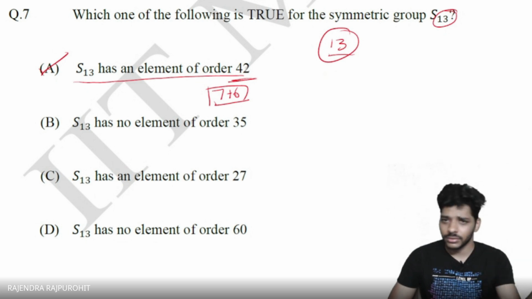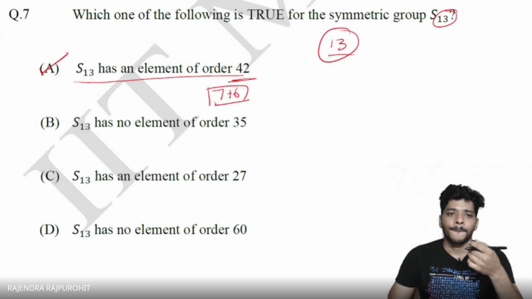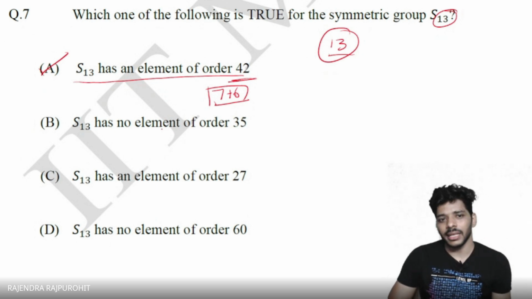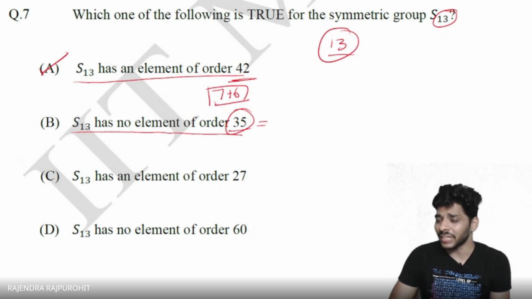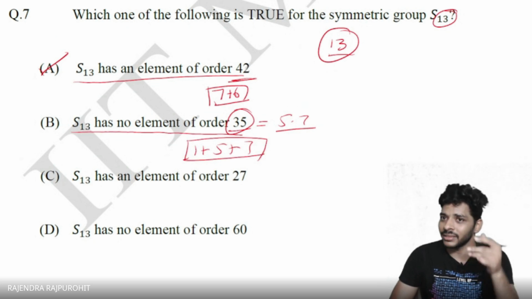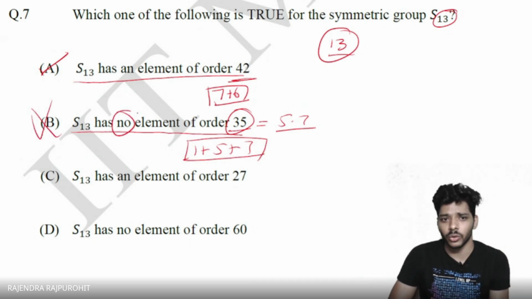If it is 1 mark, it's a single correct question. Why would you go here and there? Now you can select or discard the rest of them. S13 has no element of order 35. I'll prime factorize 35. There is 5 and there is 7. So I can have 1 plus 5 plus 7. That's a partition of 13 and the LCM is 35. So there is an element of order 35. It is saying no element.